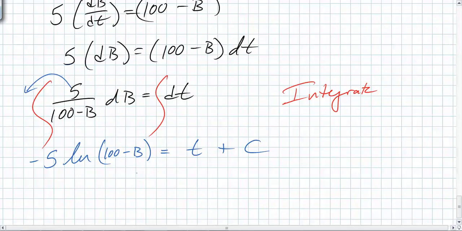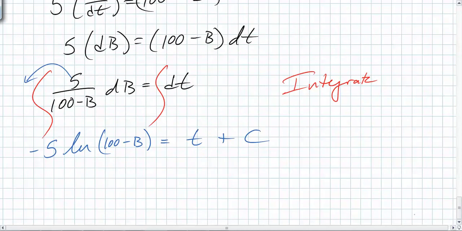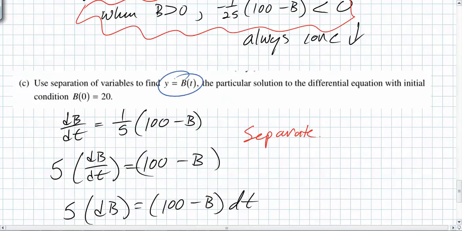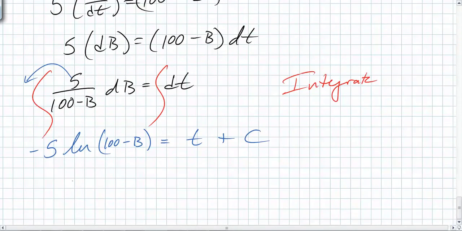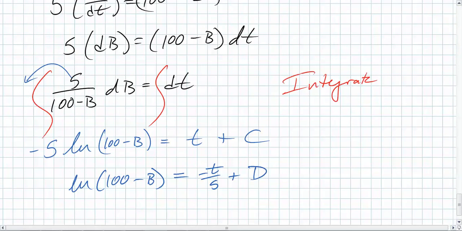So now we have this, but are we done? What do we have to isolate? We have to find out what c is, but what do we have to isolate? B. We need to isolate b, because look what it asks you in the question. It asks you to find y equals b of t. So you have ln of 100 minus b. We don't care about the absolute value because 100 minus b is going to be positive, equal to t over negative 5 plus, I'm going to call it d. Is it OK if I just call it d? Why? Because you're taking a constant and dividing it by negative 5. What is it still? A constant.